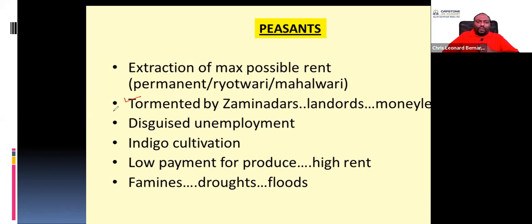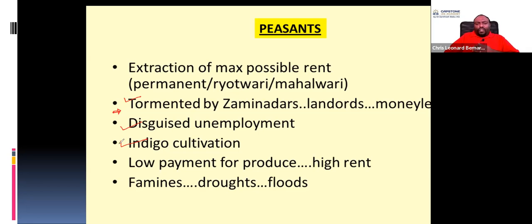Because of this revenue policy, the landlords, the zamindars, started tormenting the poor peasants and farmers. This change in agricultural policies and also the revenue policy brought in disguised unemployment. Moreover, the change from the traditional practices of agriculture to commercialization started the cultivation of indigo on a large scale, by private planters and with inhuman cultivation. The farmers were not able to produce, and also they were not in a position to eat.